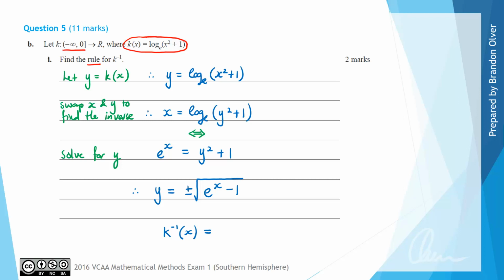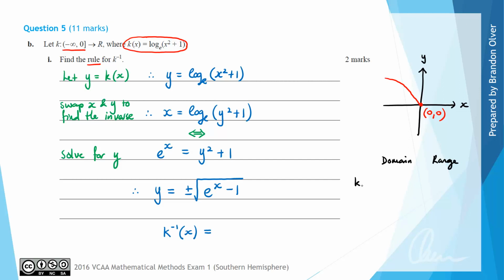Now to do that, we need to think back up to the original function of k and also consider its domain and range. So if we were going to quickly sketch k on a set of axes here, k had a domain of negative infinity to 0 with the rule log e of x squared plus 1, which is a graph that looks something like that, and it has a point here at 0, 0. So from there we could actually find the domain and the range of both functions.